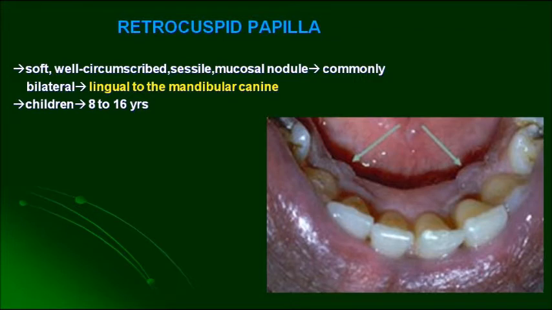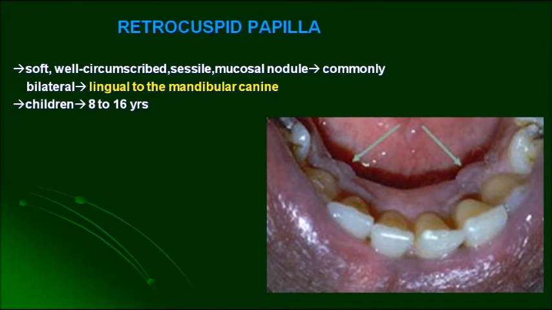Coming on to the next one, retrocuspid papilla. This is an important MCQ question. Note down the clinical picture. You can see the arrow mark. It is a small papilla lingual to the mandibular canine. Commonly they are bilateral. Retrocuspid papillae are mostly seen in children, and always bilateral. What is the location? Lingual to the mandibular canine. So just note down the picture, relate and study.